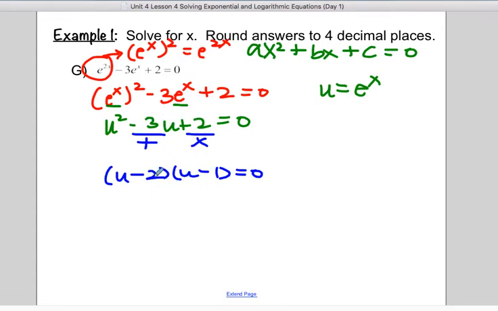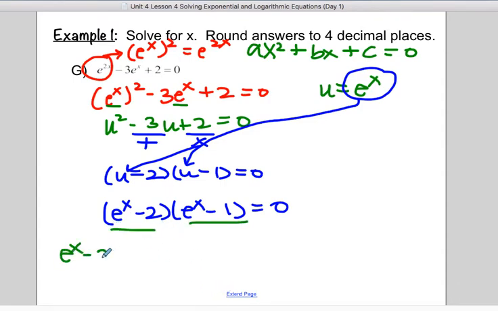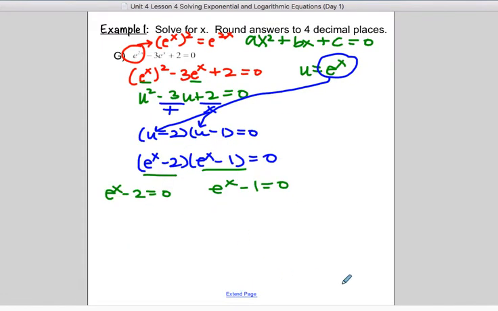So now that I have it factored, I don't actually want to solve for u. I want to solve for e to the x. So I'm going to plug that back in. So I really have e to the x minus 2 and e to the x minus 1, and they both equal 0. Now just like any quadratic, we use the zero product property and set each one equal to 0. So we have e to the x minus 2 equals 0, and e to the x minus 1 equals 0.